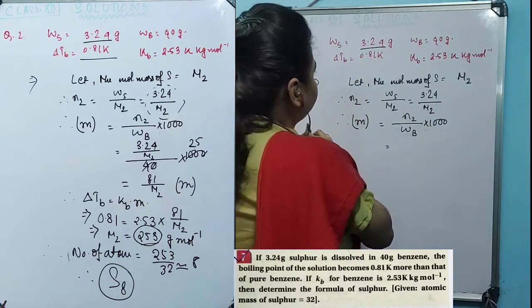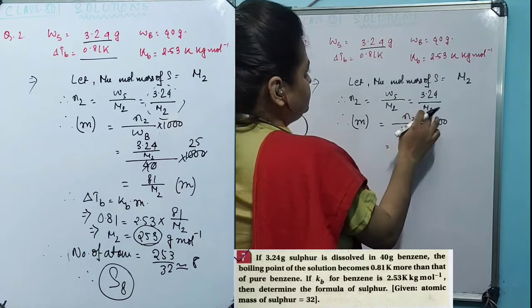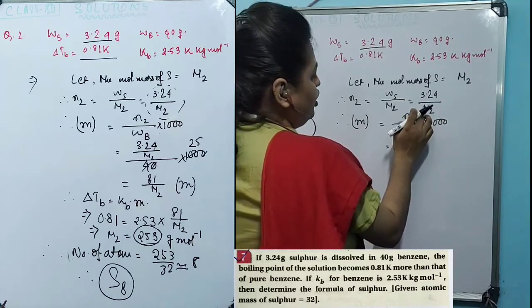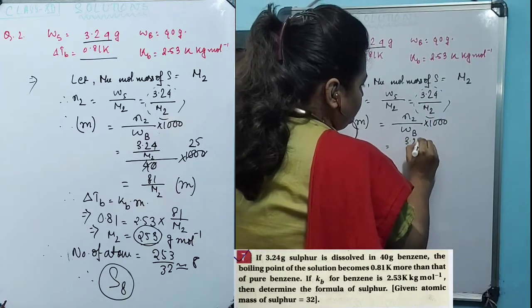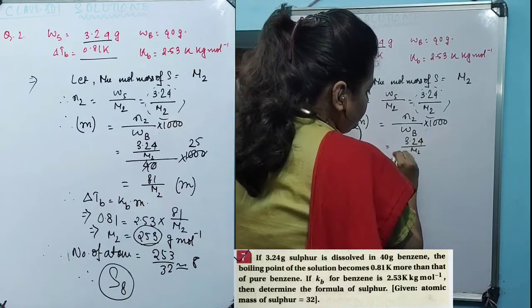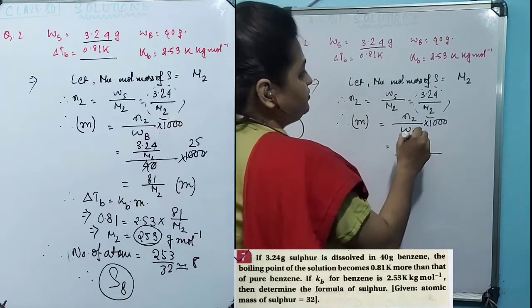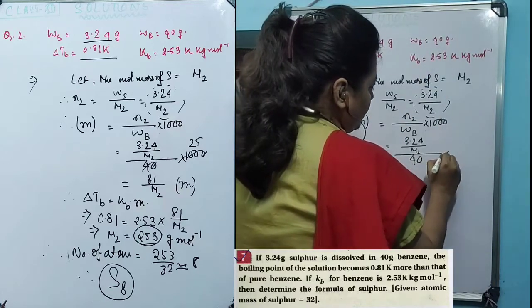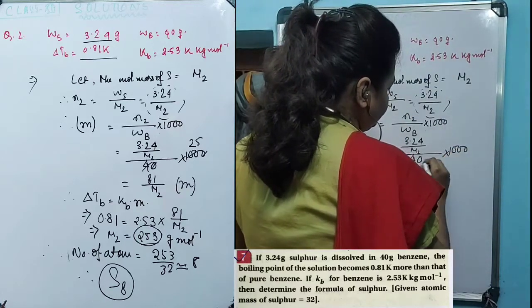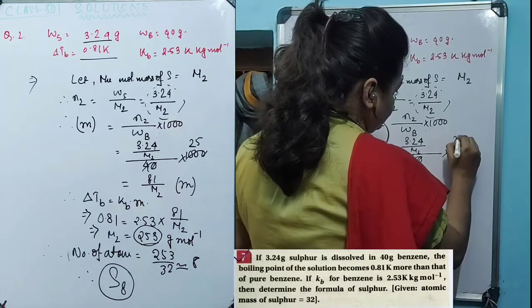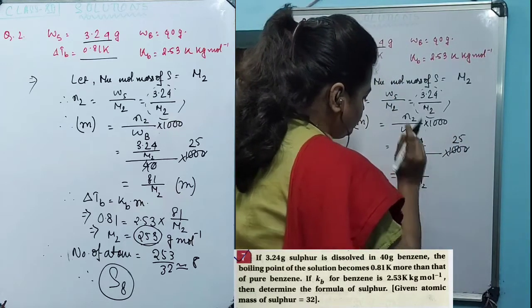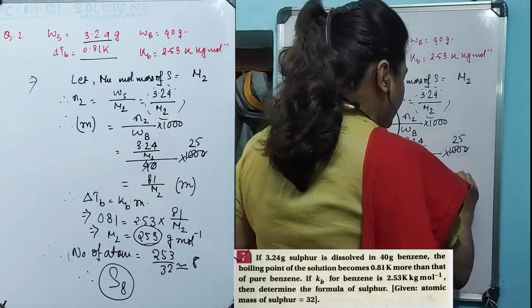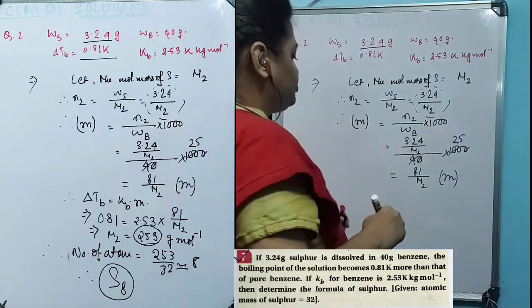The mole number is given by 3.24 by M2, divided by WB. The mass of benzene is 40 gram, multiplied by 1000. By calculating this, the answer will be 81 by M2. So this is the molality of the solution.